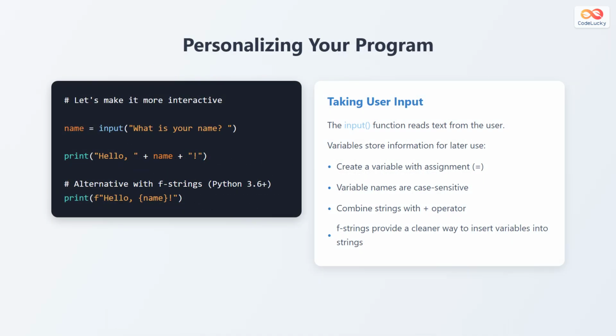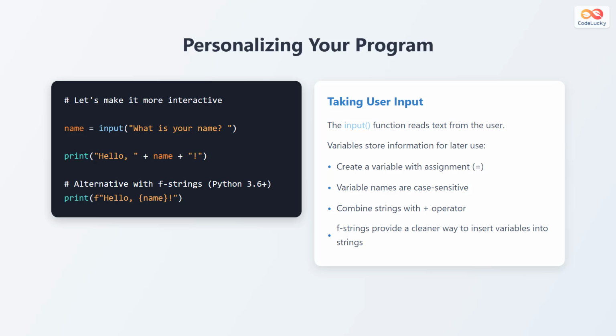Let's make the program more interactive by asking for the user's name. The first line is a comment. Next, we create a variable called name and use the input function to ask the user, "What is your name?" The input function reads text from the user. Then, we use the print function to display a personalized greeting. We concatenate the string "Hello, ", the name entered by the user, and an exclamation mark.